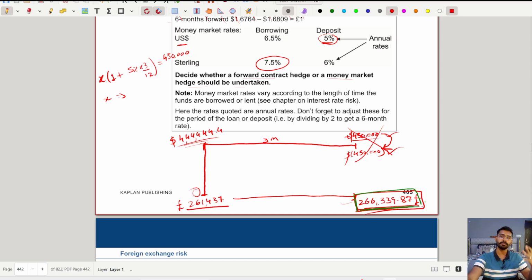In case of an export, you have a corresponding asset in the future, so you try to create a corresponding liability in foreign currency. For creating a corresponding liability in foreign currency, you will have to borrow in foreign currency today. So you will use foreign currency borrowing rate. Now, this amount that you have borrowed today, what would you do with this amount?